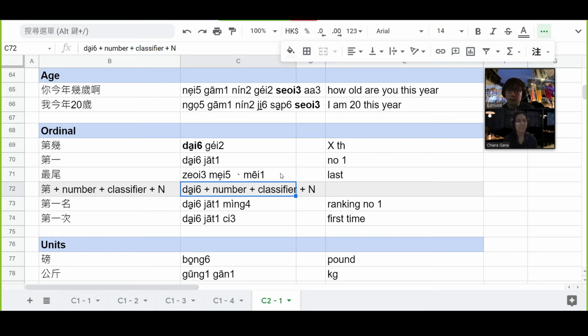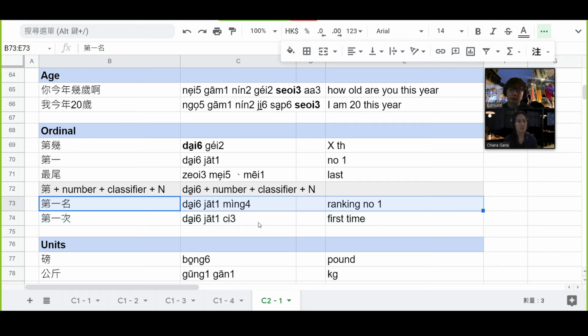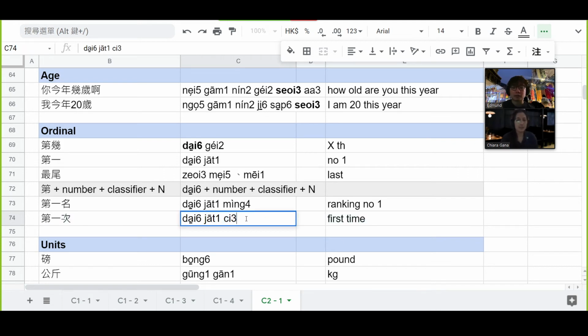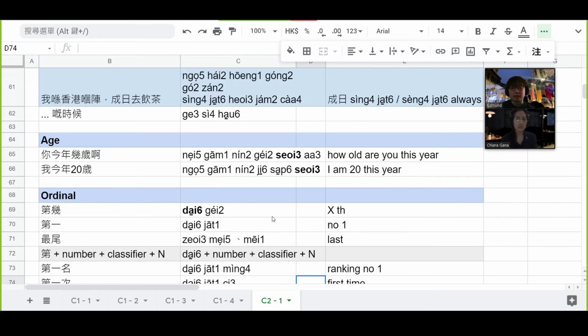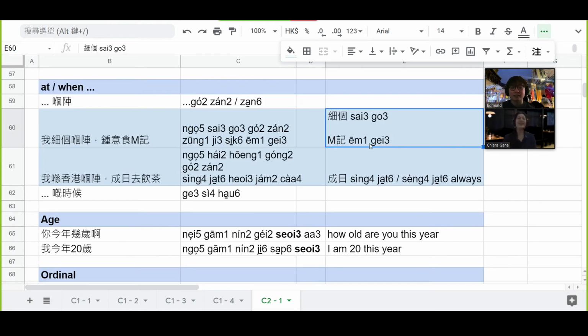But when we want to say the first something, the second something, the third something, we need to do it like this. Again, we have the classifier and the noun. We can skip this one first because it just means number one. So for example, first time will be 第一次. 次 is a classifier for how many times. Then you can say something like 第一次食 M 記, first time eating.